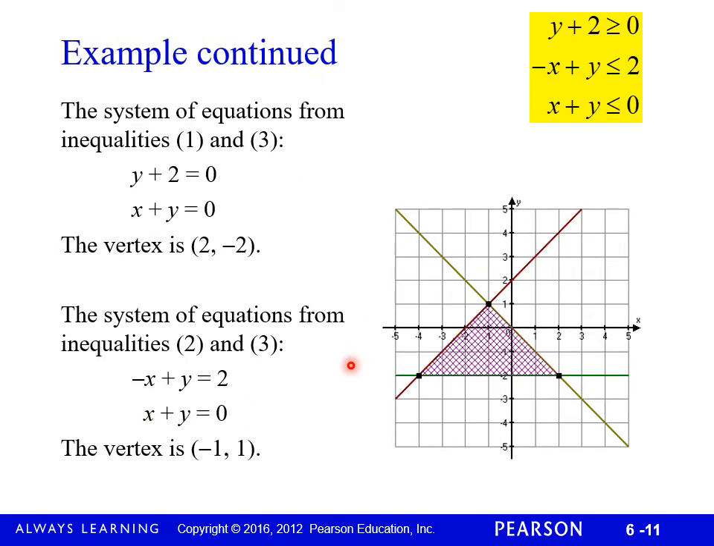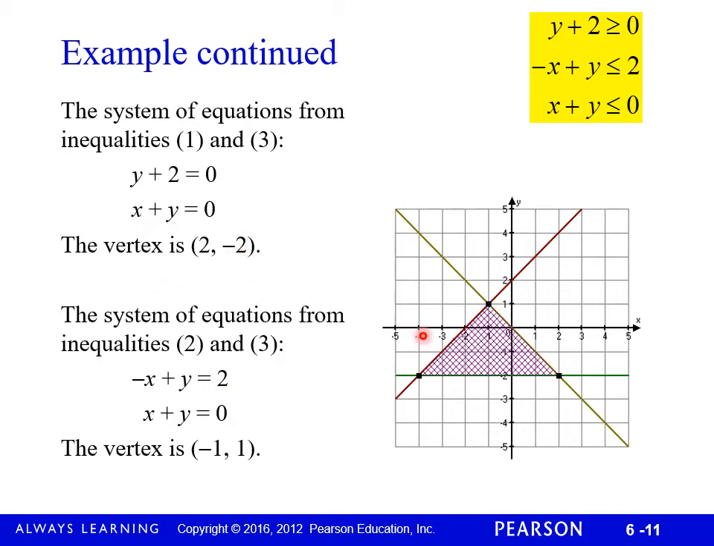Our graph will look like this. We really should be graphing each one of those lines and then figuring out if it is above or below, using test points. But we can see here that the solution to all three of these is indeed this triangular piece that's shaded in here. And this question specifically asks you to find all three vertices.